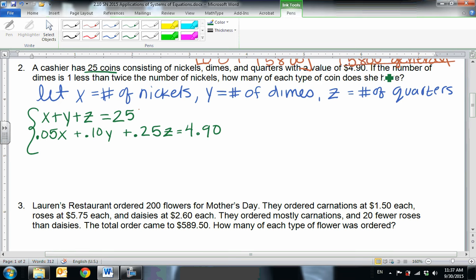Okay, the number of dimes is 1 less than twice the number of nickels. So number of dimes, so what's representing dimes? So number of dimes, y, equals 1 less than twice the nickels. So remember, less than, you always send it to the back, right? So twice the number of nickels, so 2x minus 1.